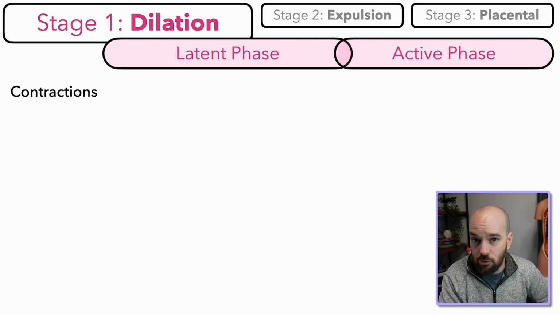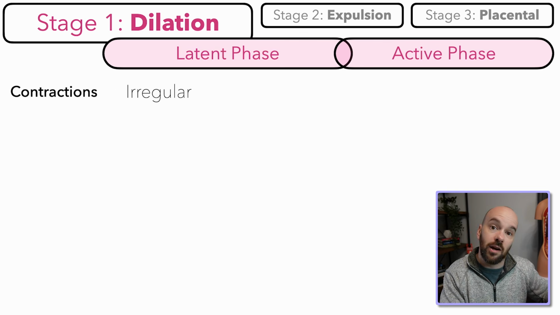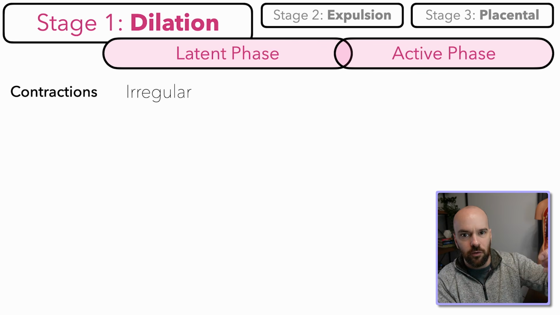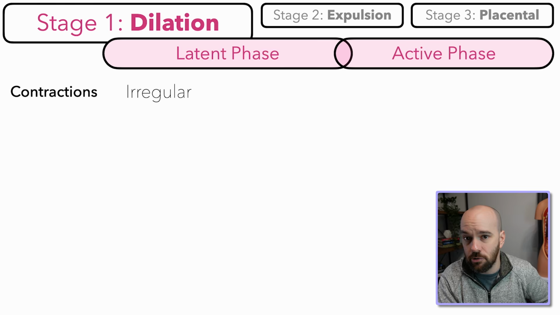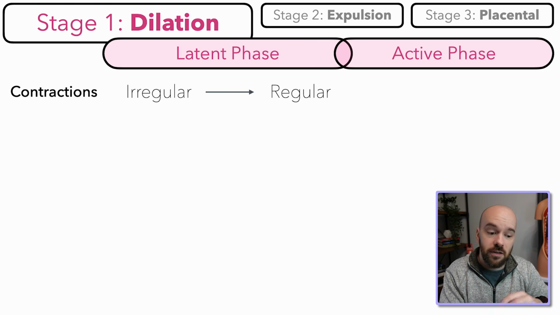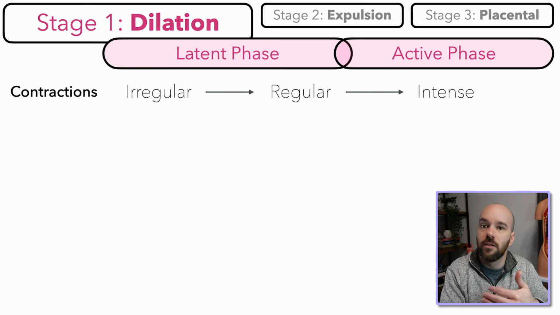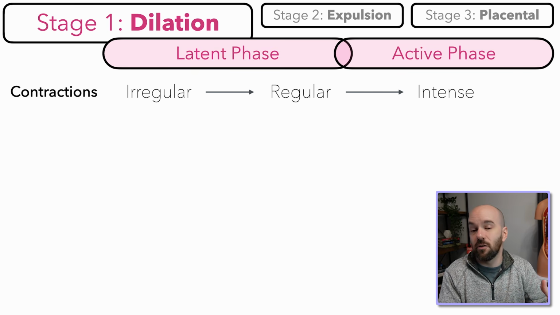The first is contractions. Contractions are going to start very irregular in the latent phase, so they're not going to be happening at regular intervals, like the same amount of time in between each contraction. Over the course of the latent phase, those contractions will get more regular. And then as we move into the active phase, those contractions are going to get more intense, they're going to get more frequent, as well as they're going to last for longer.